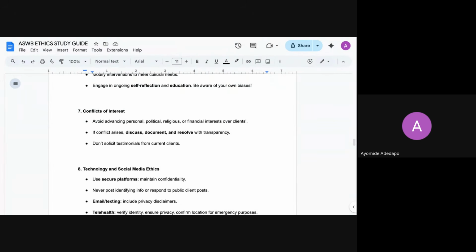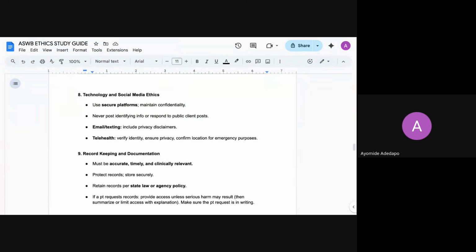When it comes to technology, right, you want to use secure platforms, right? Emails, text, including privacy disclaimers. Telehealth, there are questions where they talk about working with someone, you want to verify where they live, right? Confirm their location to make sure that you are practicing within your license, right? If you're licensed in New York and your client is like, oh man, I'm in Miami, and you're not licensed in Miami, you can't be practicing there. Okay, unless you have a telehealth license for Miami.